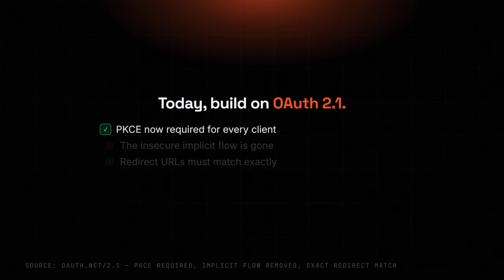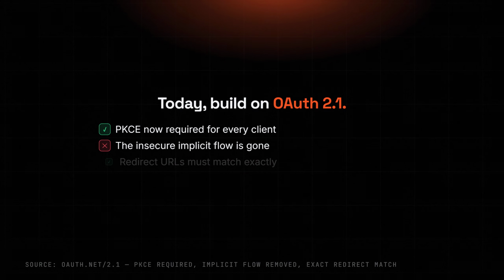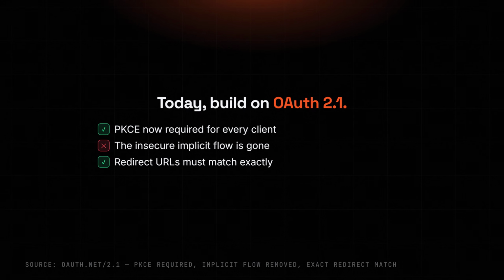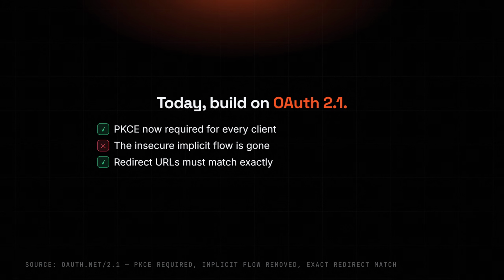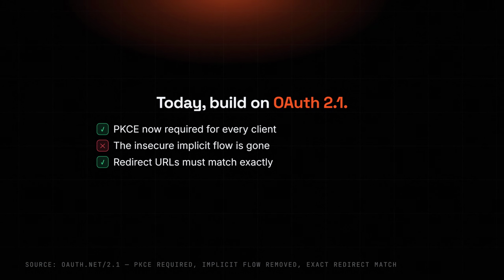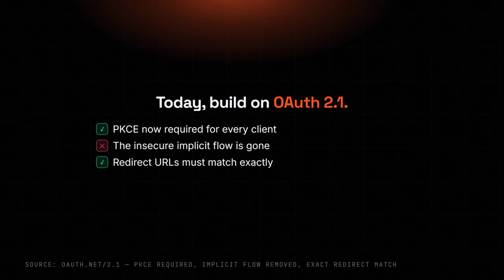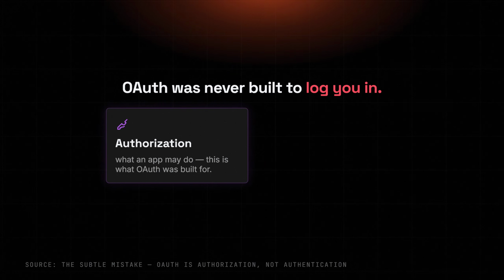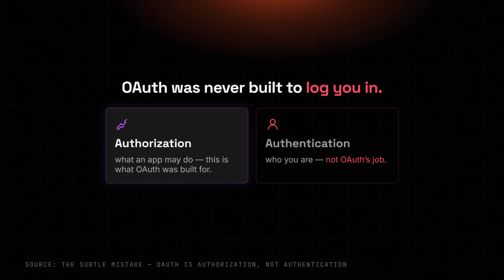The current best practice is OAuth 2.1, which quietly folds in a decade of hard lessons. PKCE is now required for every client. The old insecure implicit flow is gone entirely, and redirect URLs must match exactly, closing the gaps attackers use to hijack that code. Concept 6 fixes a subtle but enormous mistake almost everyone made with OAuth.